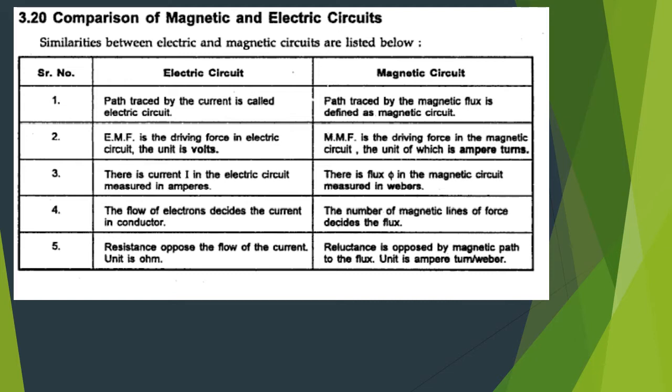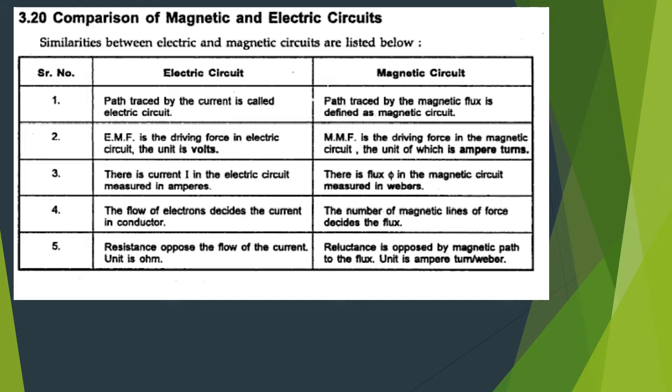Number 4, or the next similarity between the electric and magnetic circuit: in electric circuit, the flow of electrons decides the current in the conductor. If you are talking about a good conductor, then the number of free electrons is larger, so we get good conductivity. The quantity of electrons decides the current in the conductor. On the same line, the quantity of lines of force decides the flux, which is the flow in the magnetic circuit.